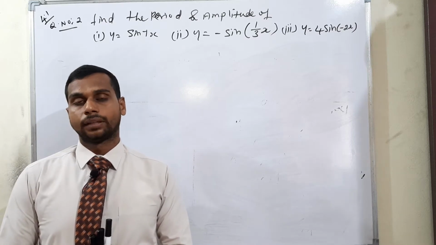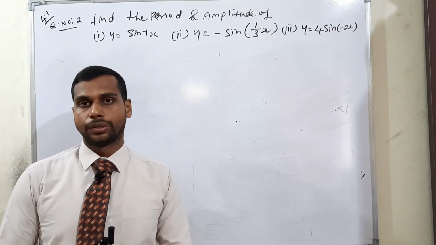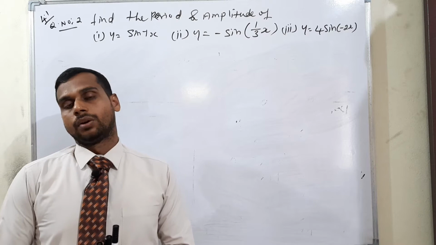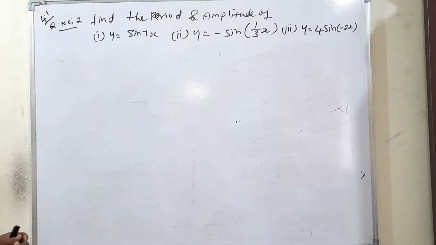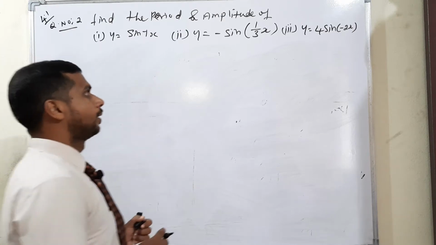Welcome to Max class. In this session, we are going to continue the exercise questions and related examples. Now moving to exercise 4.1, question number 2. What is the question? Find the period and amplitude. Three subdivisions are given, so we can discuss them one by one.